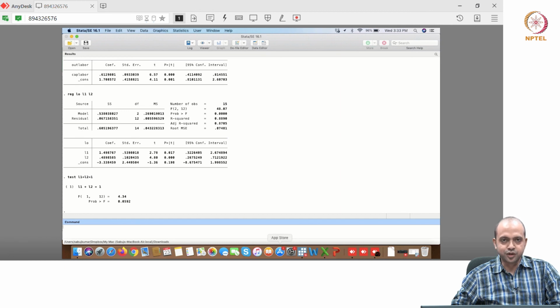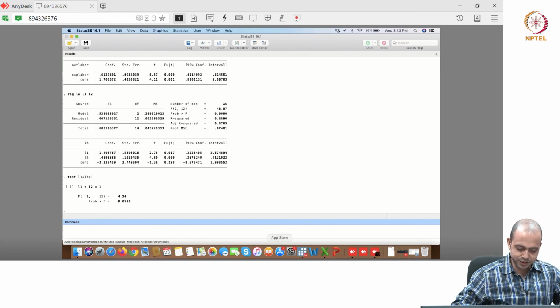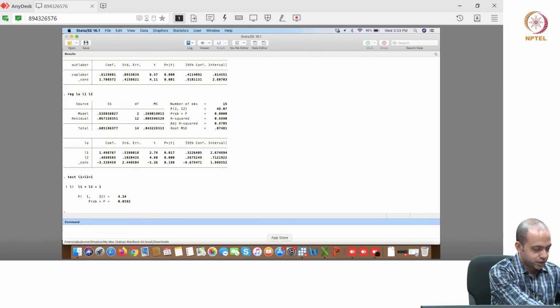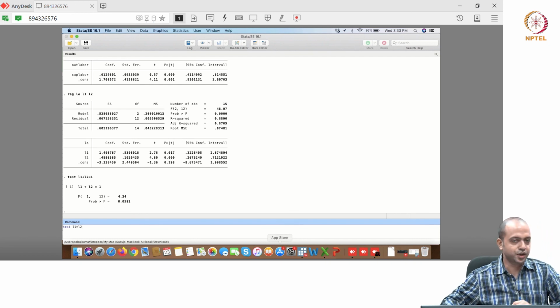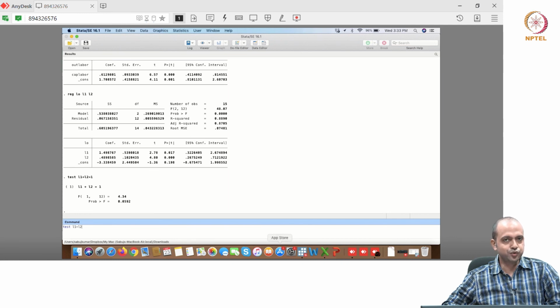important test of linear restriction using F-statistic in Stata. Now suppose you want to test whether the returns from labor and returns from capital are same or different. Okay, they are same or different. That also can be conducted using the same test command, and in that case the test command would be again test whether L1 equals to L2 or not. This is the command, L1 equals to L2.